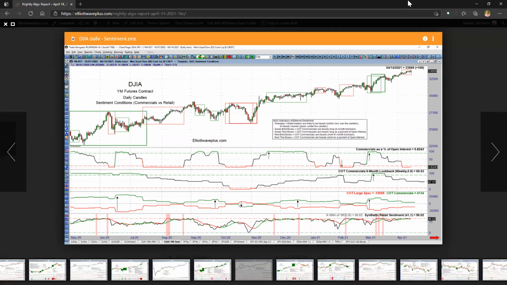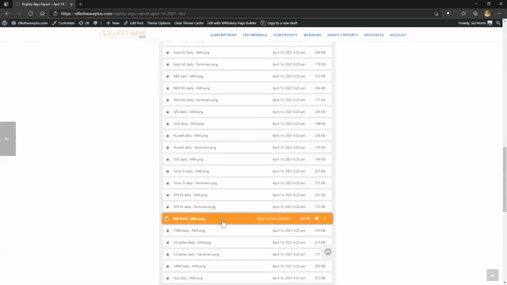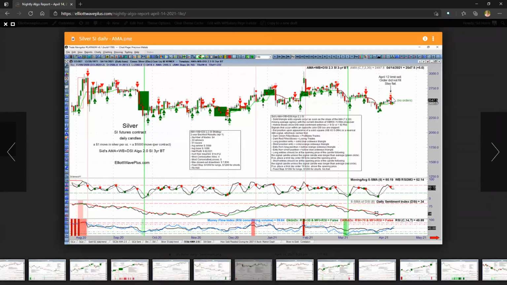And so you get sentiment screenshots on every item as well, and then you can exit out and you can look down for other things that you might be interested in, like silver. You know, the silver right now looks like the last signal we got was a short signal a couple days ago, but it did not fill, and I'll show you why that is in just a minute. So basically on silver, it's recommending staying flat at this time.